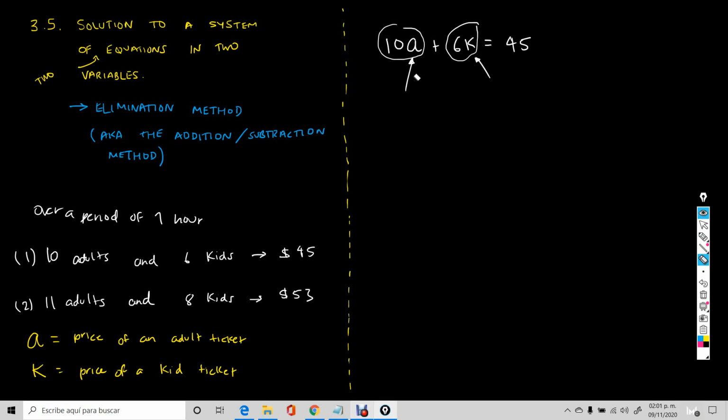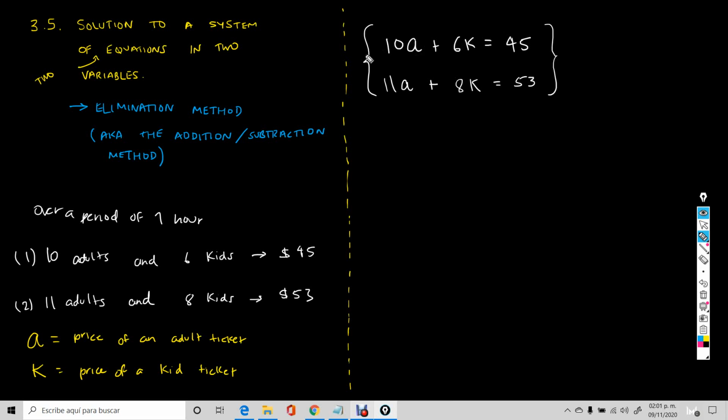And so I can construct this equation with my information and with my two variables that I declared. And very similarly, I can create the next equation, which is going to be 11 adults paying a amount of money, plus 8 kids, each paying k amount of money, will be equal to $53. There you go. And as you can see here, we have a system of two equations in two variables, which are a and k.